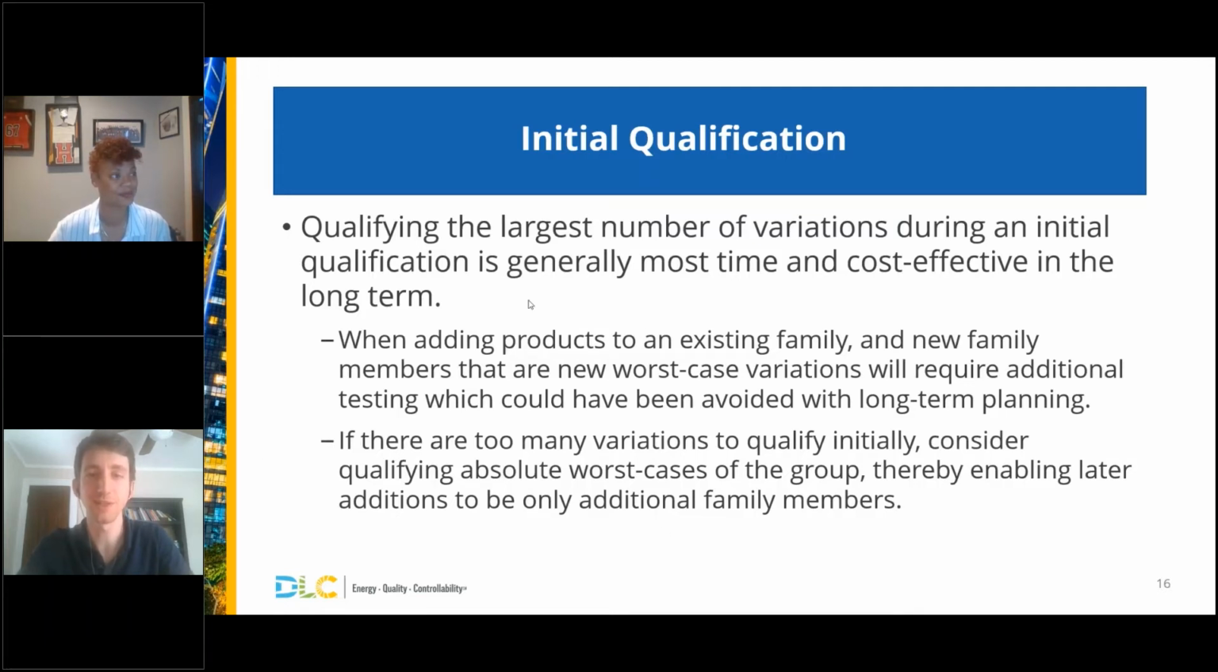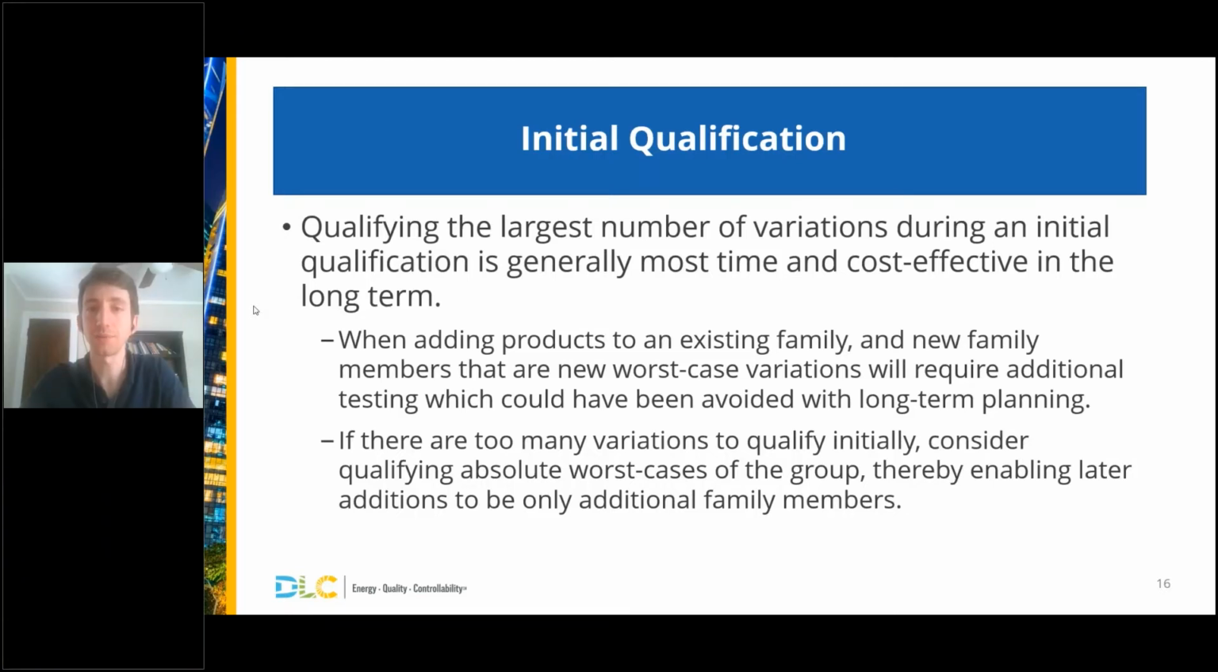Thank you, Bernadette. And thanks everyone for joining this presentation. Now that we know which variations can and cannot be included in a family, I'll go over how you can use this policy for your own product application. For the initial qualification of a family, qualifying the largest number of variations is generally the most time and cost-effective method long-term for qualifying products.